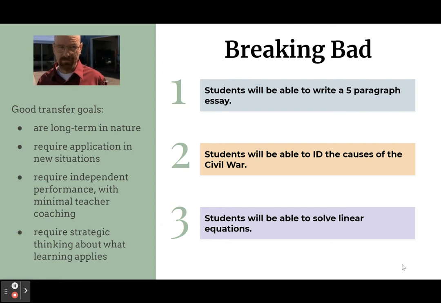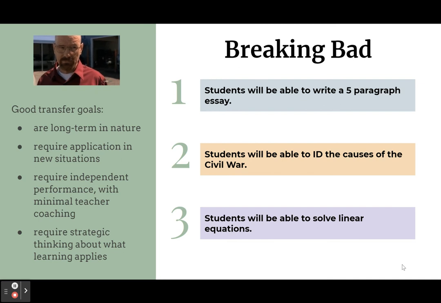All right, so hopefully you paused the video and attempted to redesign those goals so that they're actually transfer goals. And let me show you what I've done. So the very first goal is this. Students will be able to write a 5-paragraph essay. I mean, the 5-paragraph essay format could potentially help students down the line if they're in a time crunch and really have to crank out an essay in a format that's organized.